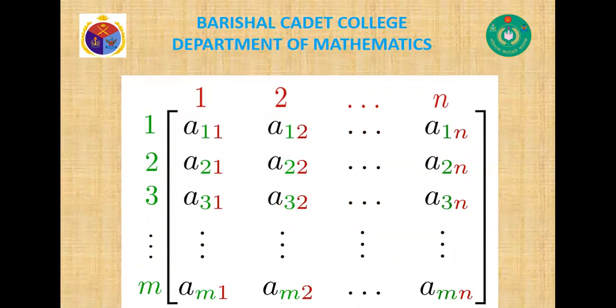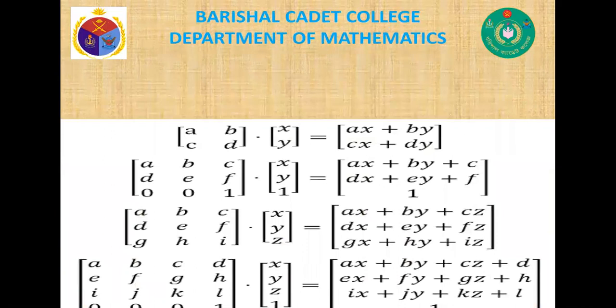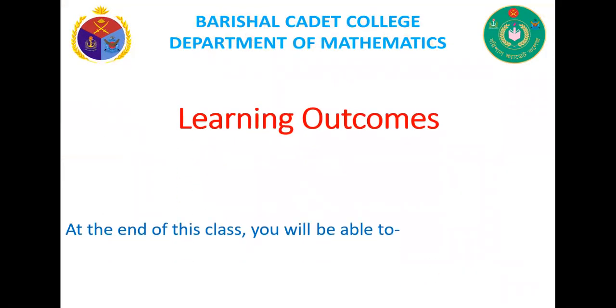Dear cadets, here you can see a figure. In this figure, these are rows and these are columns. So we see that here are m rows and n columns, and these are discussed in a special branch of mathematics. Do you know? Yes, the branch of this mathematics is named matrix. So dear cadets, today my topic is matrix.